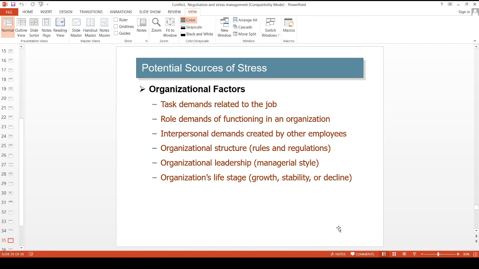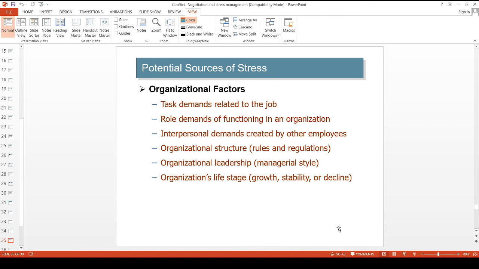There are some organizational factors like task demands related to the job. What are the demands? What are the goals to be achieved? These goals itself may be a source of stress. Role demands of functioning in an organization. What role are you playing in that particular organization? That role itself can be a cause of creating stress. Interpersonal demands created by other employees. Similarly, organizational structures, rules, policies, regulations, all these again create this sort of stress.